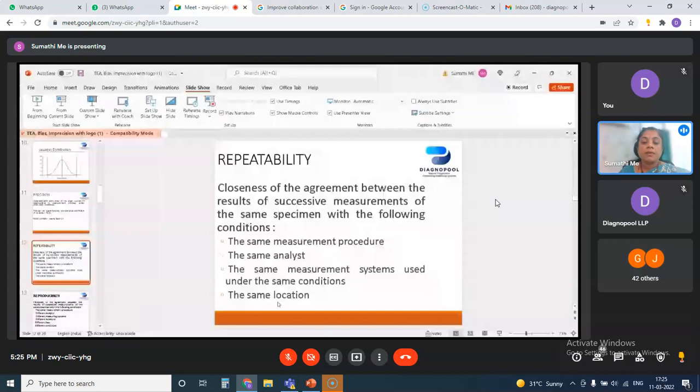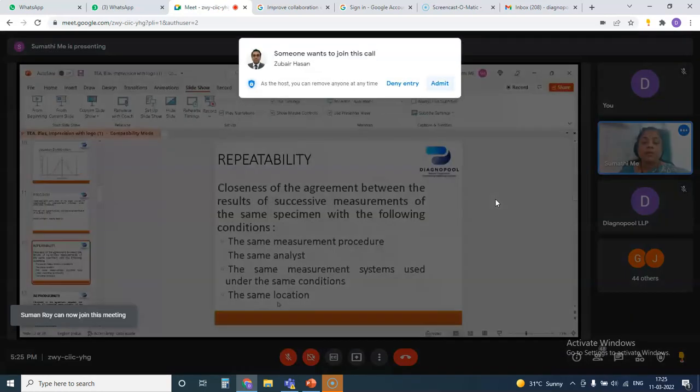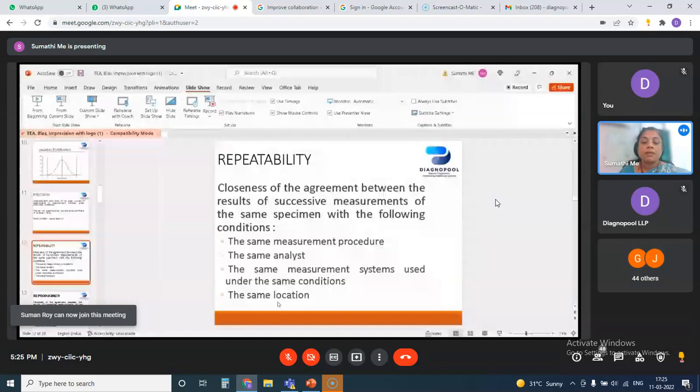So two things you have to remember is how close you are to the true value, and it is measured in terms of bias, and it is calculated as an absolute value. That is the bias itself, which is the difference between the observed value and the true value, and the percentage bias, which is given as observed value minus true value divided by true value into 100.